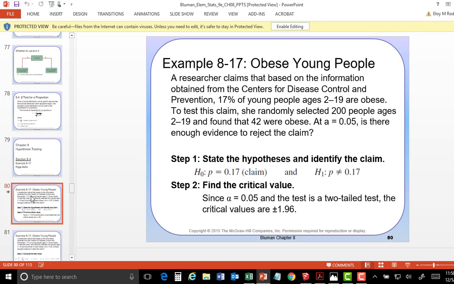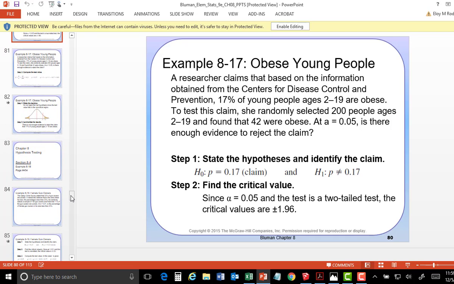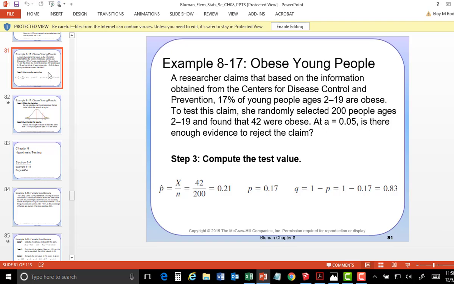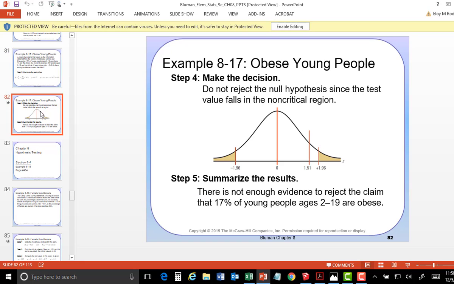All right. Here is obese young people. They're saying that the proportion is 0.75, and from their sample, they're saying it's not 0.75. See it? The significance level is 0.05. So if it's 0.05, do we have a two-tail? Yeah, we do. So we're going to put half of this, 0.025, on one side and 0.025 on the other, and we're going to get critical values of 1.96. Now we'll calculate the test statistic. There's 1.96, and there's 1.96.